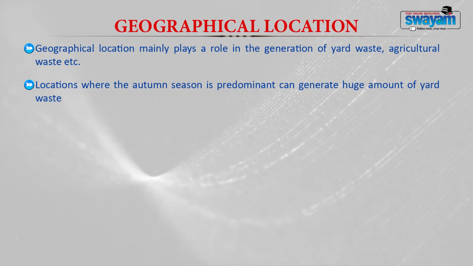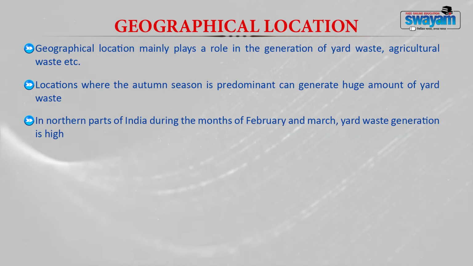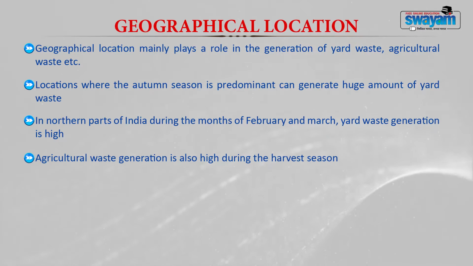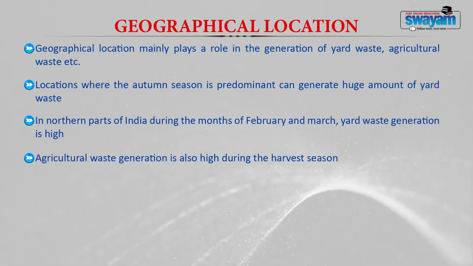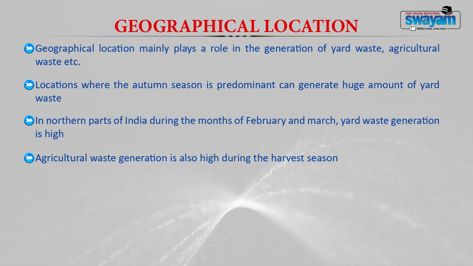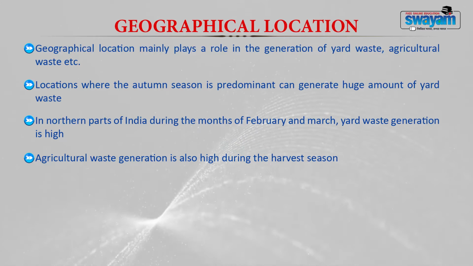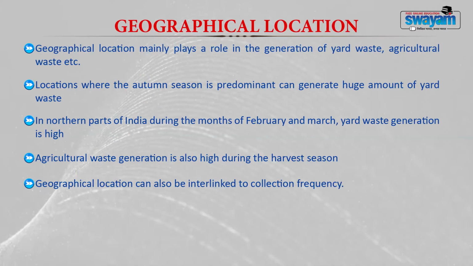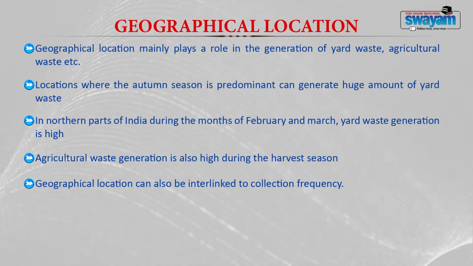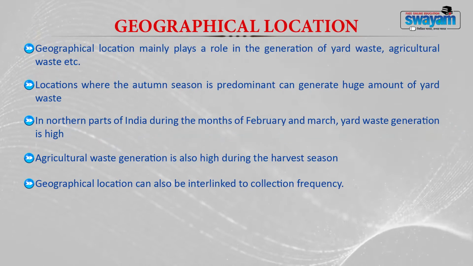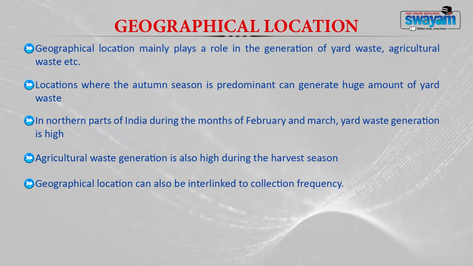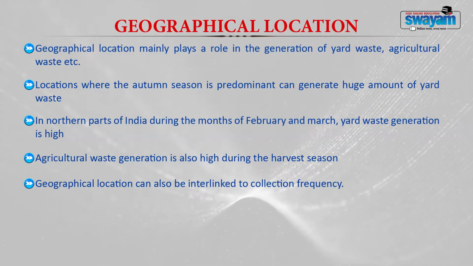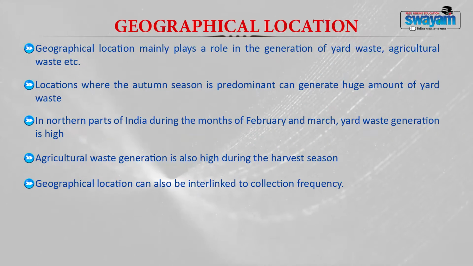Likewise, if you take India as an example, in the northern part of India during the months of February and March, the yard waste generation is high. Now agricultural waste, again, is high during the harvest season; it will not be there in the sowing season. So geographical location is mostly interlinked to collection frequency as well as waste generation. Collection frequency is nothing but how frequently you collect the waste.